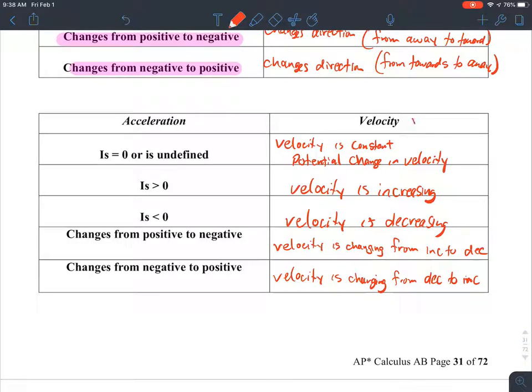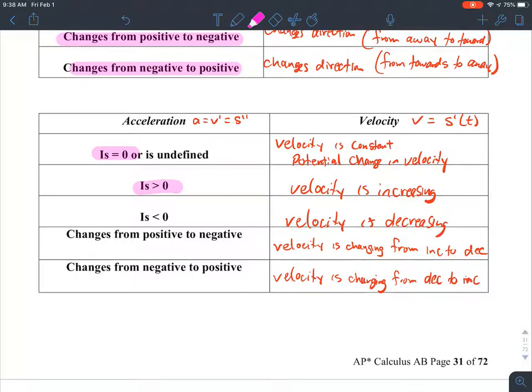Velocity, v, which is the derivative of the position function. Acceleration, a, which is the derivative of velocity, which is the second derivative of the position function. If the acceleration is 0 or undefined, that means the velocity is constant. It could also mean that there's a potential change in velocity.